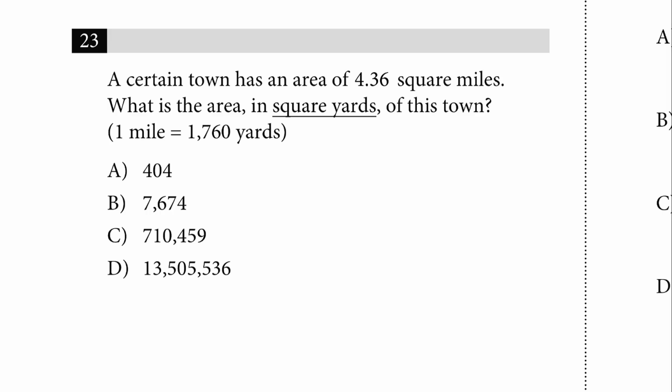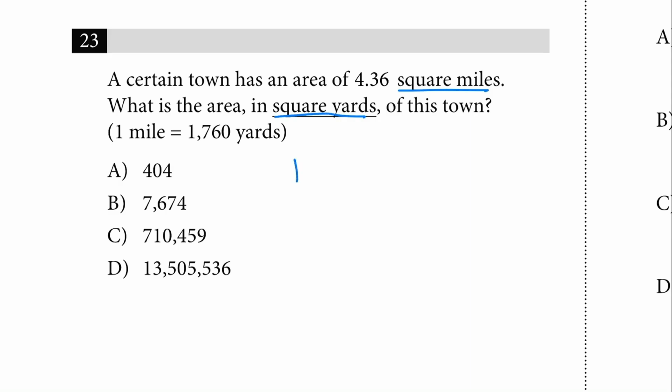A certain town has an area of 4.36 square miles. What is the area in square yards of this town? 1 mile is 1760 yards. A lot of students miss this question, and this is why. They don't give us the conversion from square miles to square yards. So we have two options.